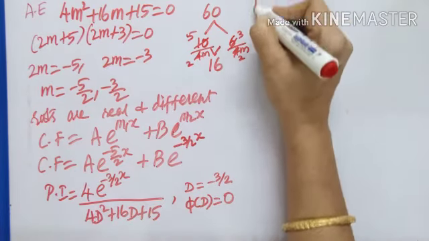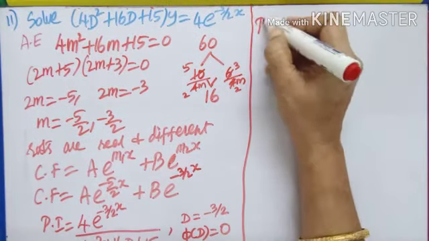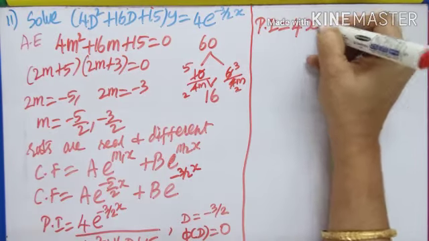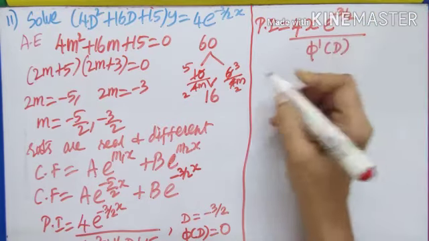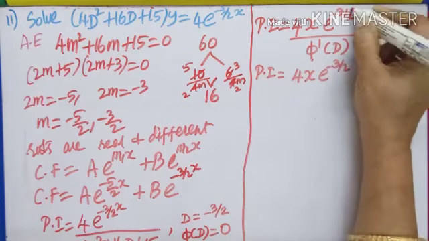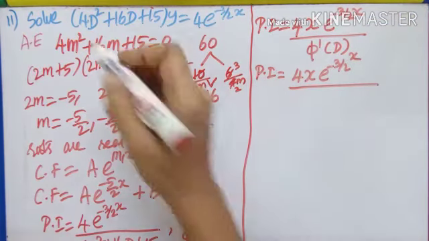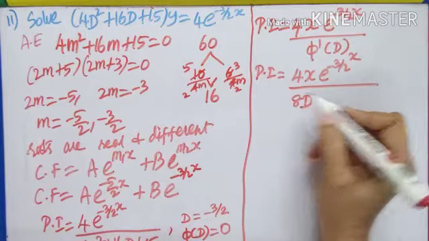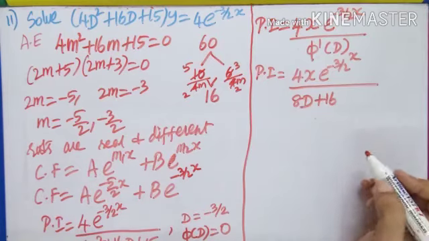What is the procedure? In the numerator, put x. So PI becomes, there is a 4 in the numerator, we put x e power minus 3 by 2 x. The denominator I have to differentiate. 4x e power minus 3 by 2 x divided by, differentiate the denominator. D square will become 2D. 2D into 4 is 8D. 16D will become 16. 15 constant will become 0.